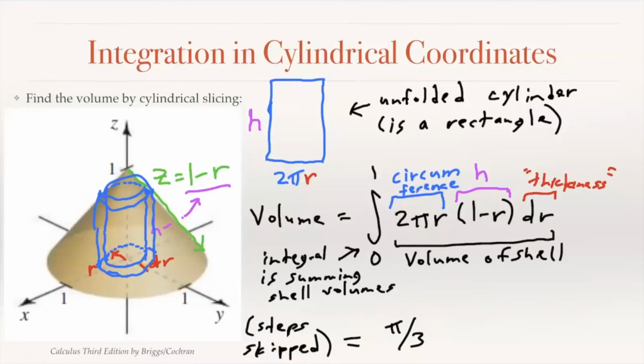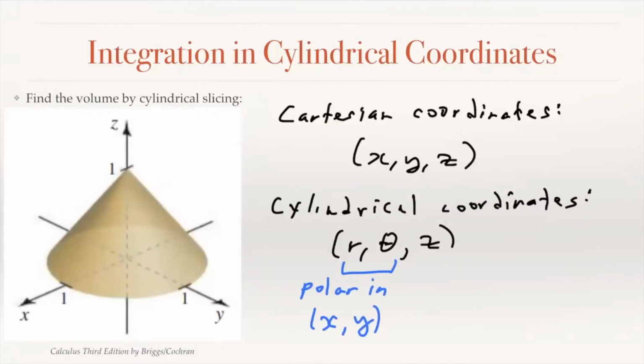Now, in this example, through thinking about it geometrically, we were able to write down a calculus 1 integral right off the bat. But in other cases, we might want to integrate a function f of x, y, and z over some volume that is circular in some sense. So we need a more general method than this. First, we need to talk about cylindrical coordinates.